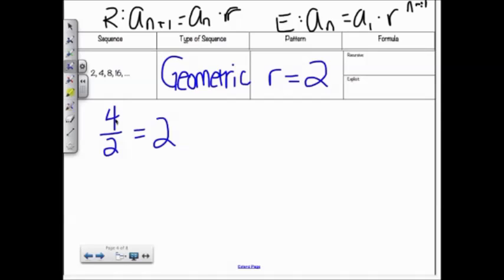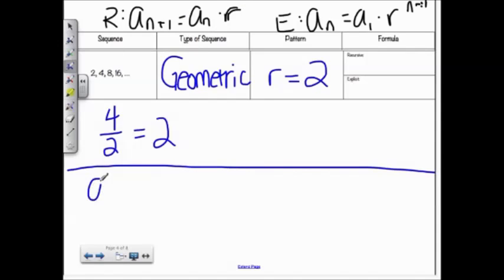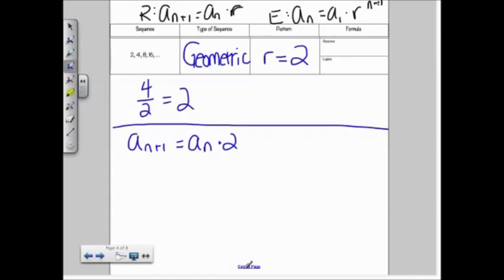Okay, so if I want to figure out what the recursive formula is going to be for this geometric sequence, I'm going to use the formula that I have right on the top of my page, which is a sub n plus 1 equals a sub n times r. So all I'm going to say is that a sub n plus 1 equals a sub n multiplied by 2, because I know that that's my first term in my sequence. So I'm just going to rewrite this in a slightly different order. So I'm going to say a sub n plus 1 equals 2 a sub n.